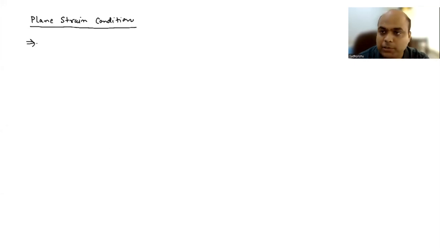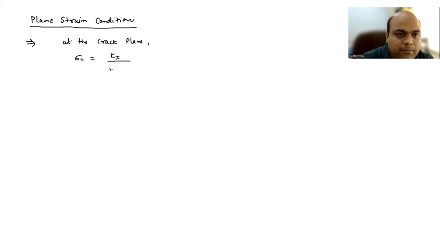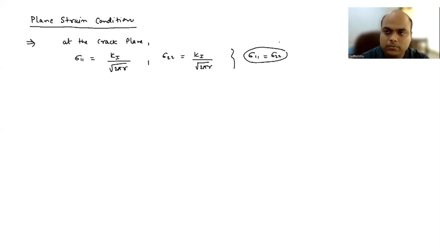Now assume that sigma 22 at the crack tip is not zero, right? And in the crack plane, if you remember the Irwin derivation we had done, all theta terms will be off, right? And sigma 11 we can write K1 by root 2 pi r, and sigma 22 is also same. Okay, that means sigma 11 equal to sigma 22 in front of the crack tip. Again, we are assuming now that sigma 22 is not going to be zero at the surface, right? Because if that is the case, sigma 11 can never be sigma 22. But we are just assuming so that we can reach some conclusions.